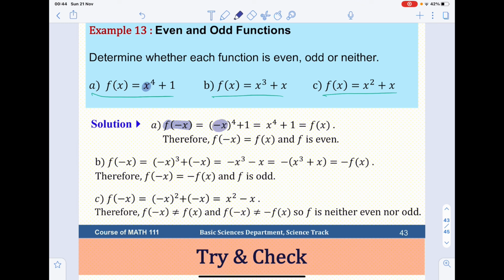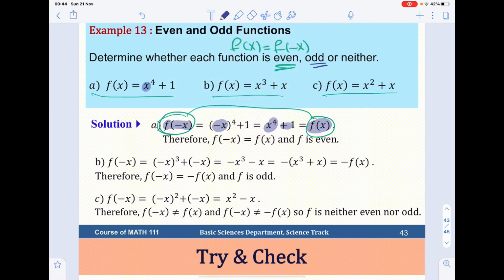So negative x to the power 4 plus 1. Negative x to the power 4 is x to the power 4, plus 1, and this is just like f of x. So I start with f of negative x, and I found that this equals f of x. And this is the rule of the even. The rule of even says that f of x equals f of negative x. And the rule for odd says that f of negative x equals negative f of x. So since the rule of the even is satisfied, we can say that f is an even function.